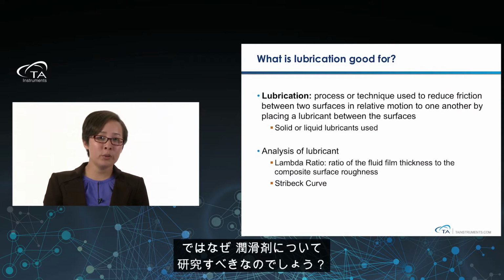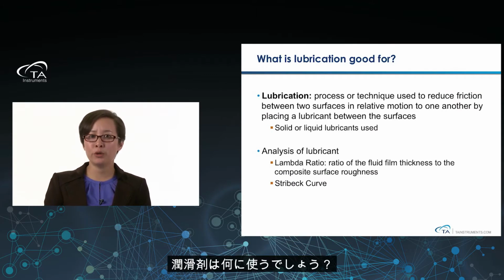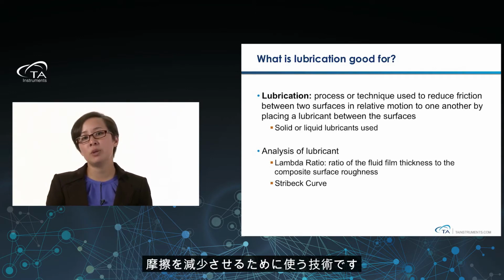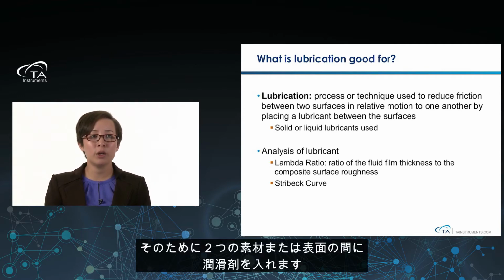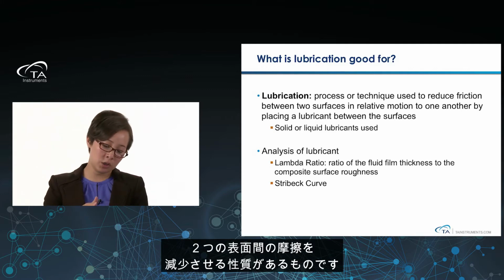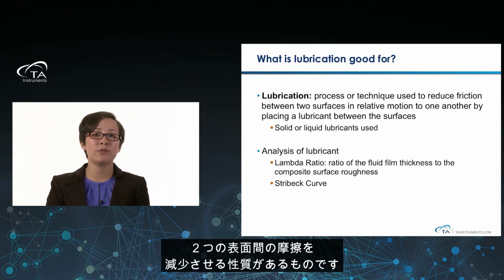Okay, so why do we want to know about lubrication? What do we use lubrication for? Lubrication is the process or technique that you can use to reduce friction between two surfaces when they're in relative motion to one another. So what you'd want to do is place a lubricant between those surfaces, or some type of material. This could be either a solid or liquid lubricant, and it really is to reduce that friction between these two surfaces.